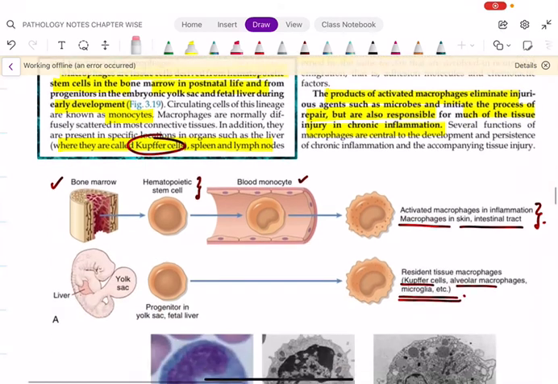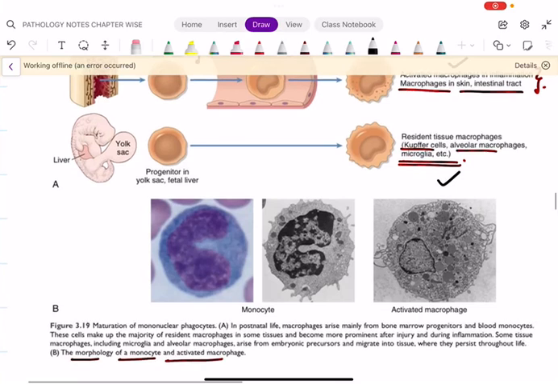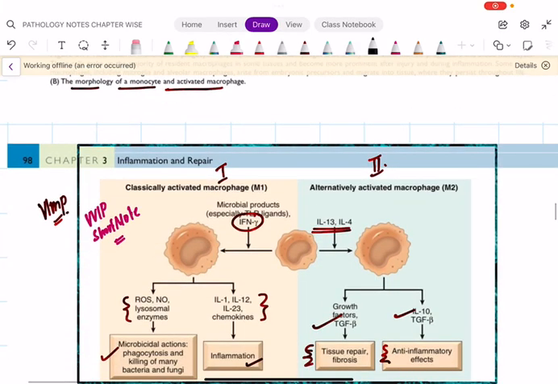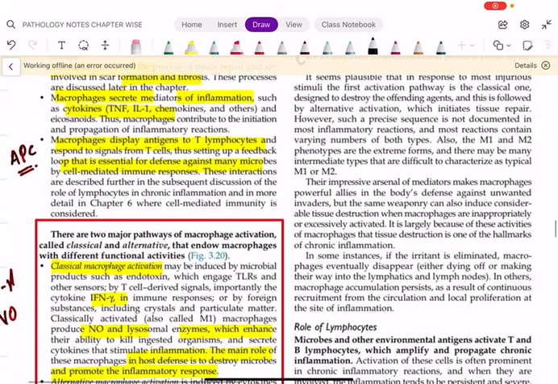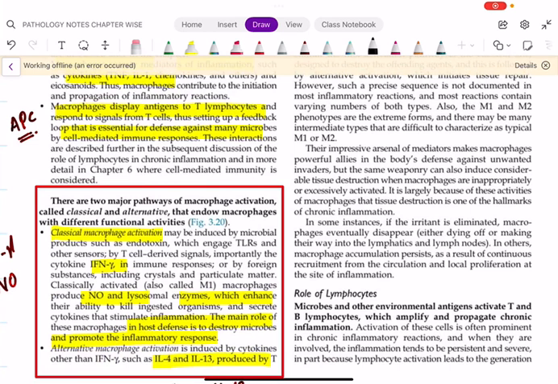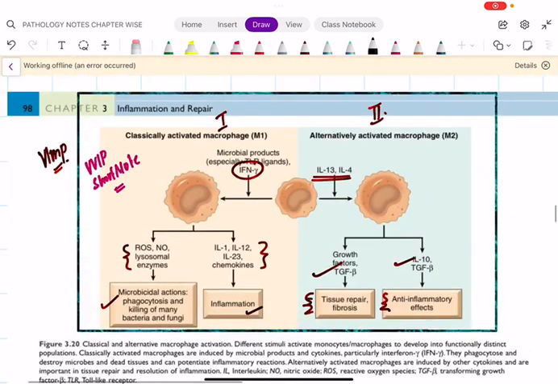So you can see here how the activated macrophages, the resident Kupffer cells, all those things work. Once that is done, we have two major pathways of macrophage activation. One is called the classically activated macrophage pathway. Another one is called the alternatively activated macrophage pathway. Just focus on the picture.